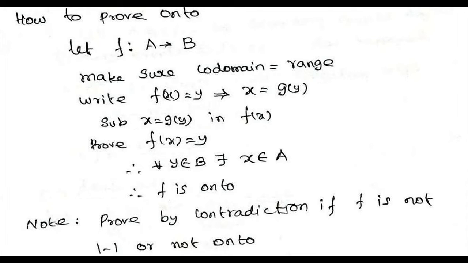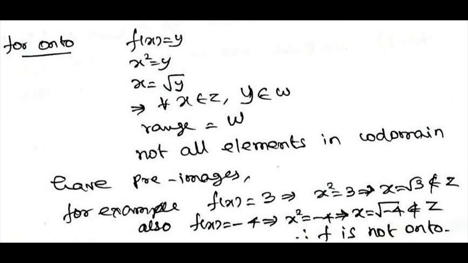For example, if you take f of x equal to y, x square equal to y for the same function, x is equal to root y, then values of y will be like 0, 1, 4, 9, whichever is giving a perfect square root. So we'll find some value in the codomain, not in the range. A range is some set of values, I'm writing range as W here, it's not whole numbers.